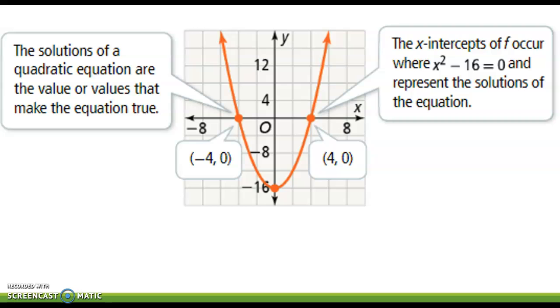If you had a graph given to you and you didn't have to use your calculator and you're looking for those solutions, you're looking for where the graph crosses the x-axis. So you're looking for those points where it crosses the x-axis. The solutions of a quadratic equation are the value or values that make the equation true. So x equals -4 makes the equation equal to 0. X equals +4 also makes the equation equal to 0.